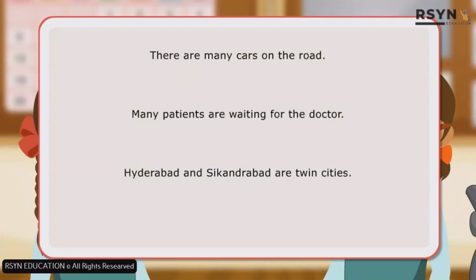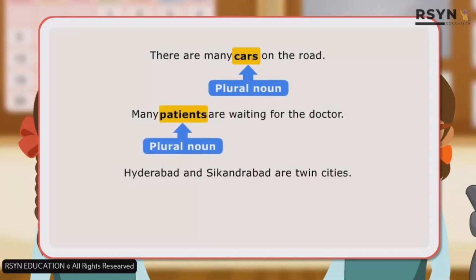In the first sentence, cars is a plural noun as they are more than one in number. In the next sentence, patients is a plural noun as they are more than one in number. In the third sentence, cities is a plural noun as they are more than one in number.